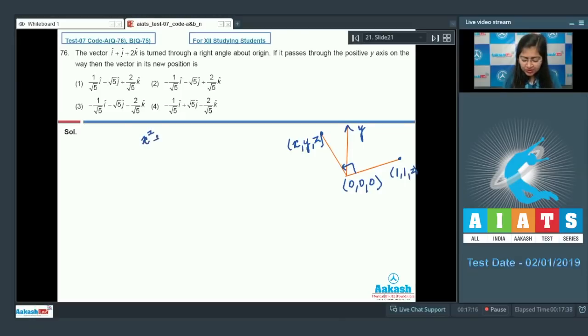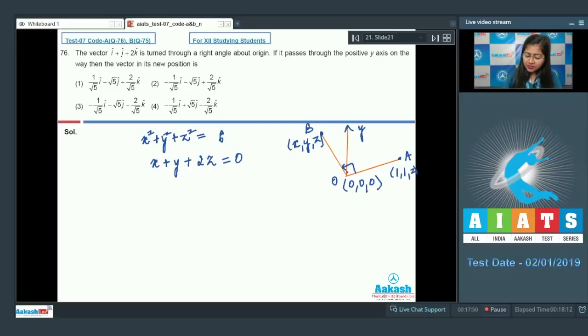So we can say that x square plus y square plus z square will be equal to 1 square plus 1 square plus 2 square, that is equal to 6, right? So this is the one equation. And secondly, let us say this is O, A and this is B. We can see that the vector OA is perpendicular to vector OB. Hence, we can put the dot product equal to 0. That is, x into 1 plus y into 1 plus 2 into z will be equal to 0, right?